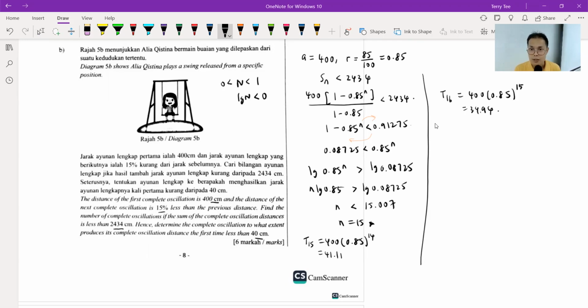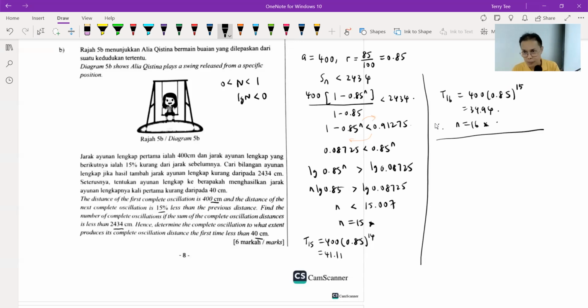34.94. So the answer is what? What is the number of complete oscillations such that the amplitude is less than 40 cm? The answer is 16. I'll just write n equals 16. You can write 16 oscillations. But this is actually by using trial and error, because the question says "hence".